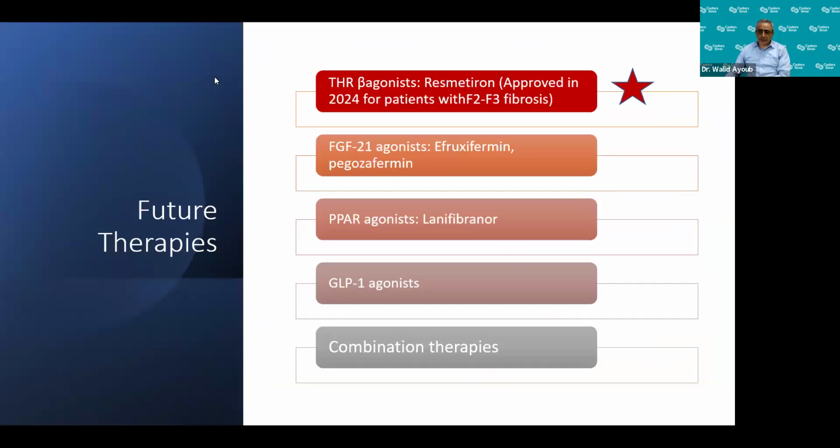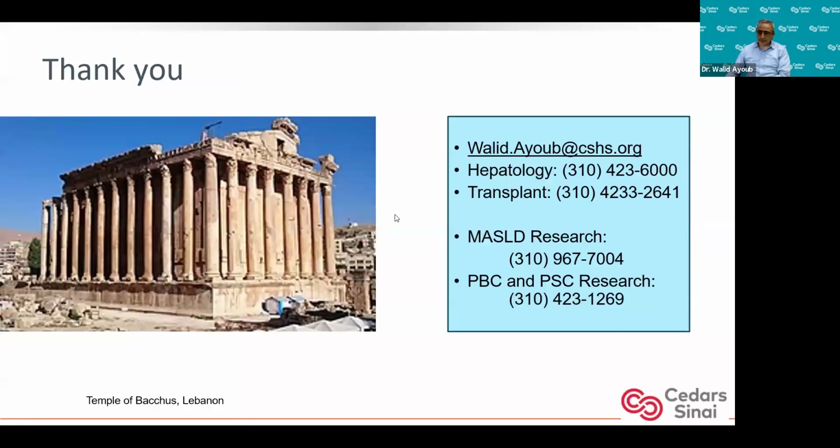And if after lifestyle modification, then we could use resmetirom or Rezdiffra. It's approved for patients with F2, F3 fibrosis and fatty liver. But as I mentioned, we have a lot of drugs coming up in the pipeline for patients with fatty liver. And that will bring me to the conclusion of my presentation.